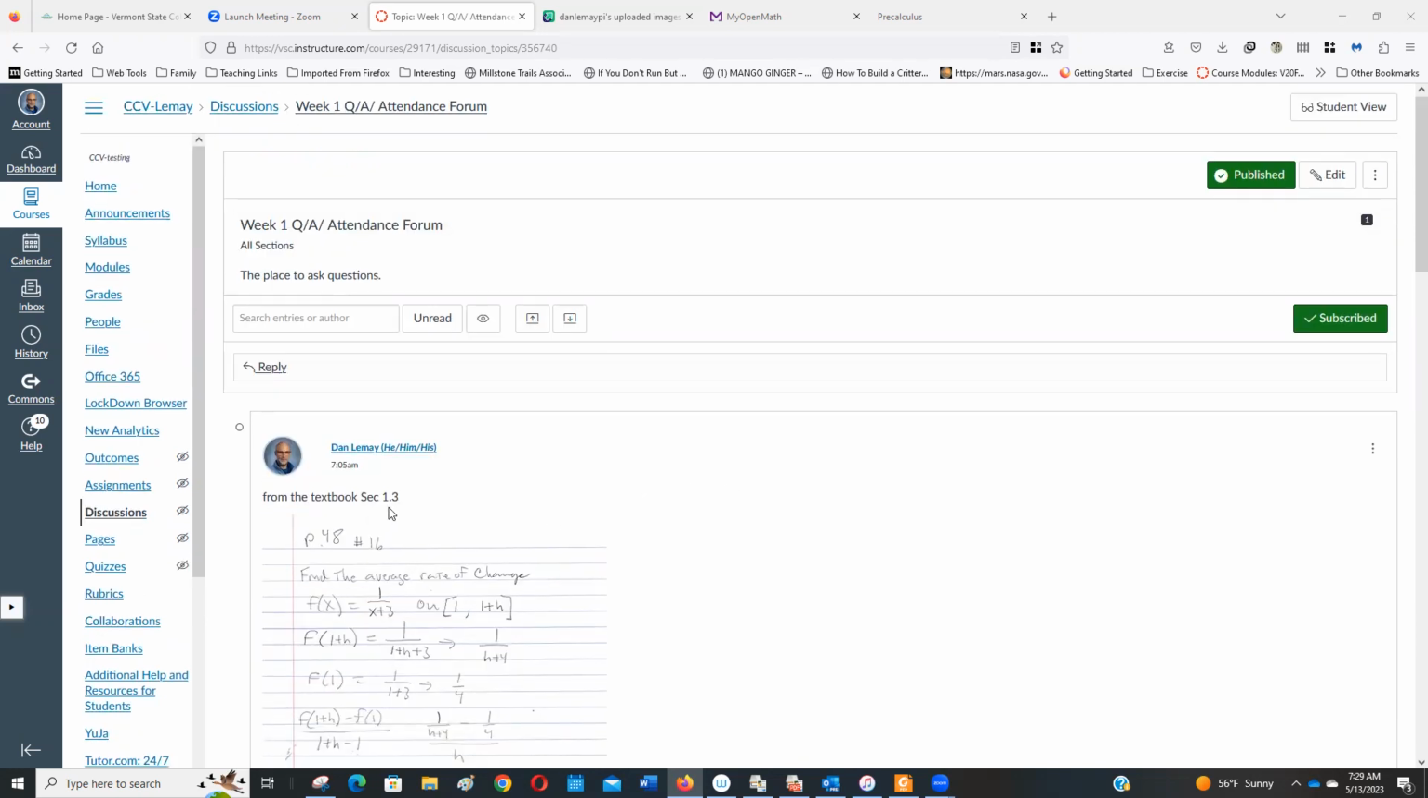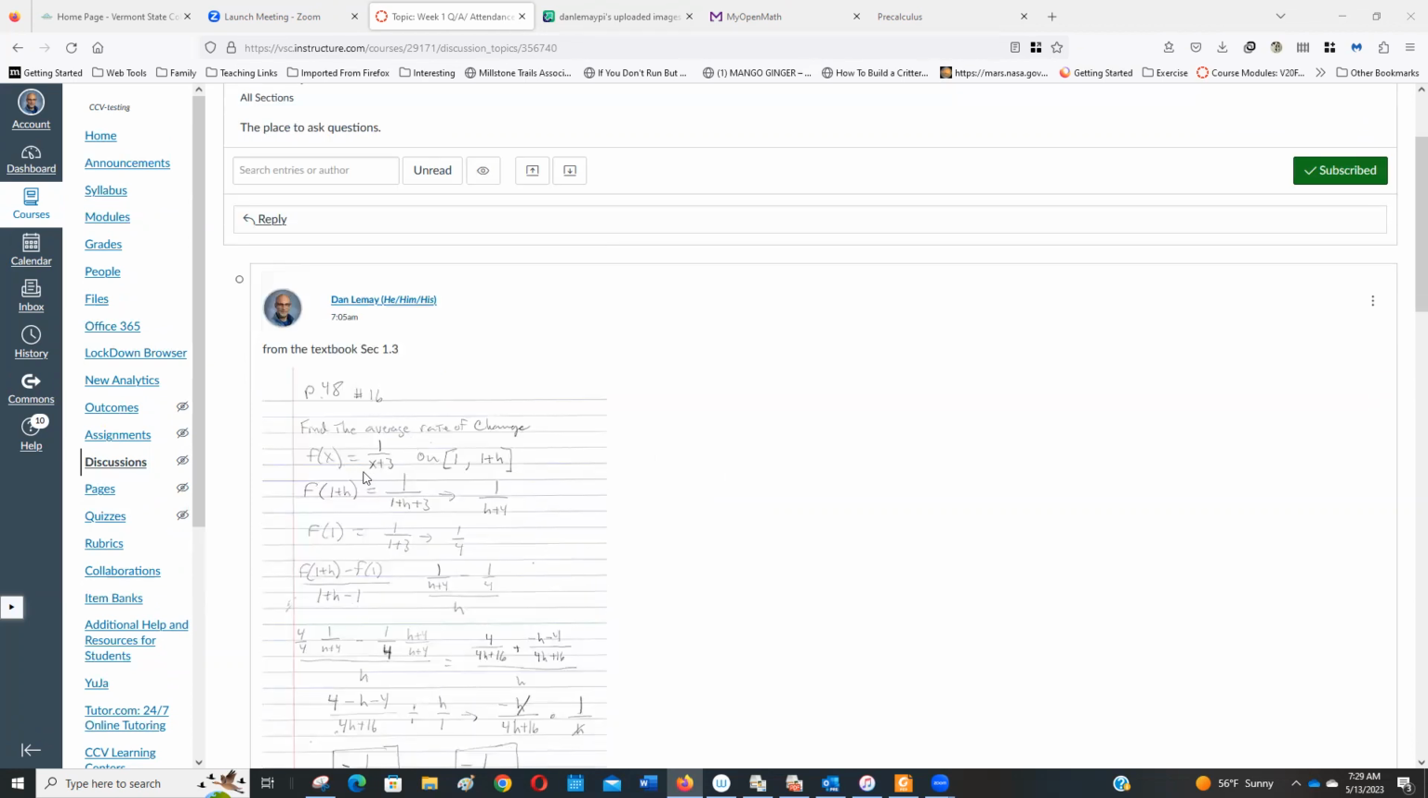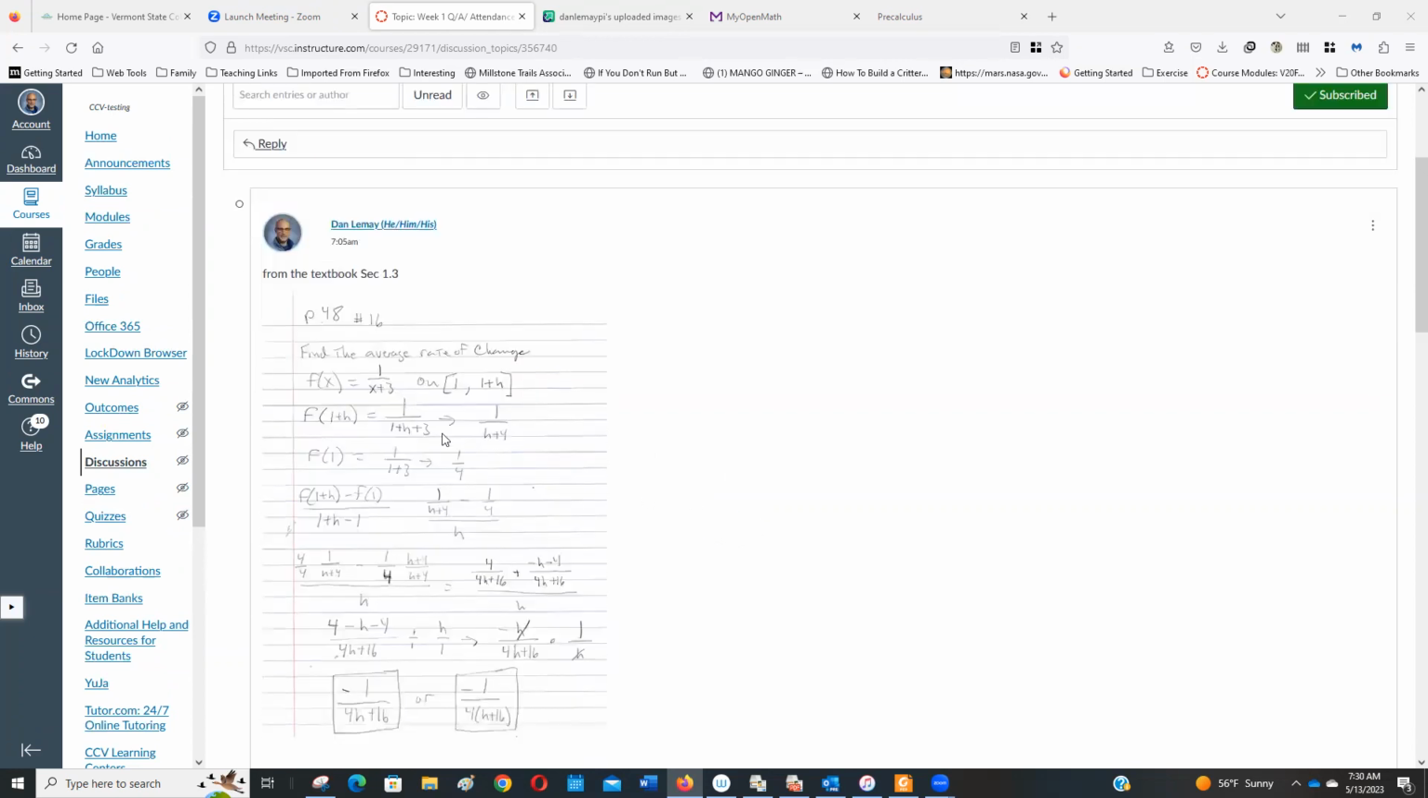So this is an example I posted. It's a difficult question for students. How do you find the average rate of change of a rational function on an interval when it's not a specific number, where there's a variable in the answer? Here's what I did. I said it's from the textbook, what section it's from, and then what page and exercise number. And I posted my work fairly clearly.